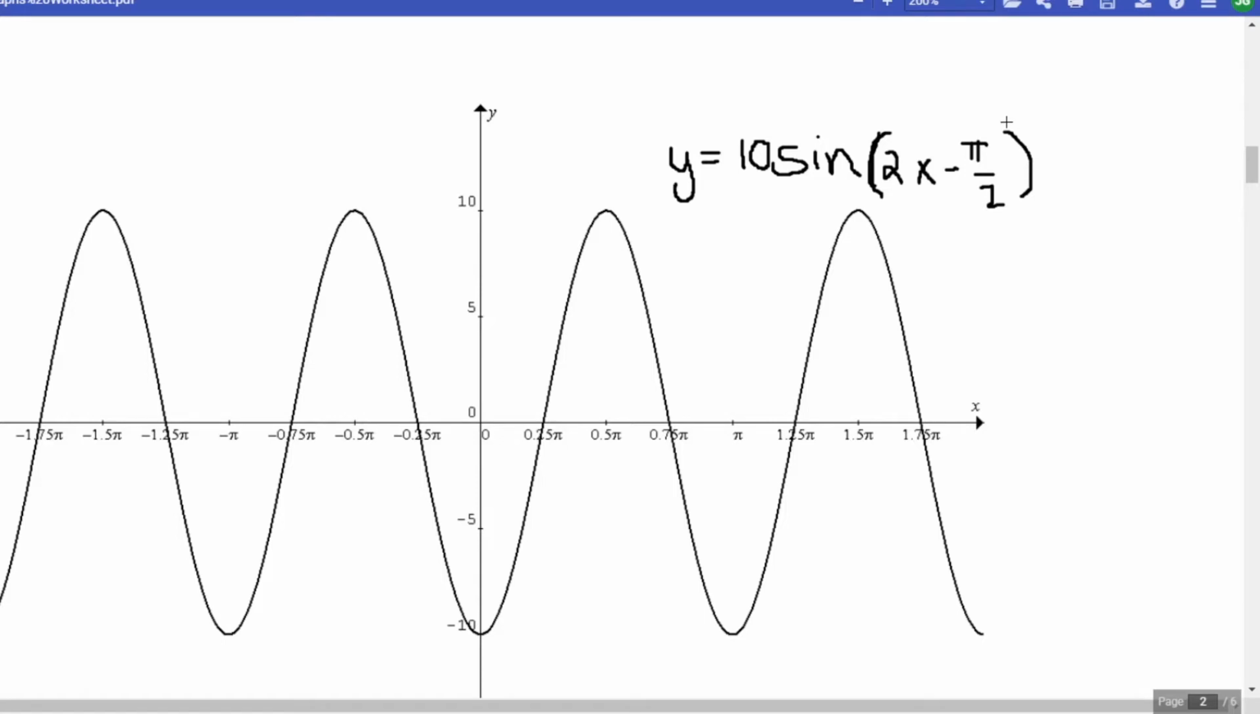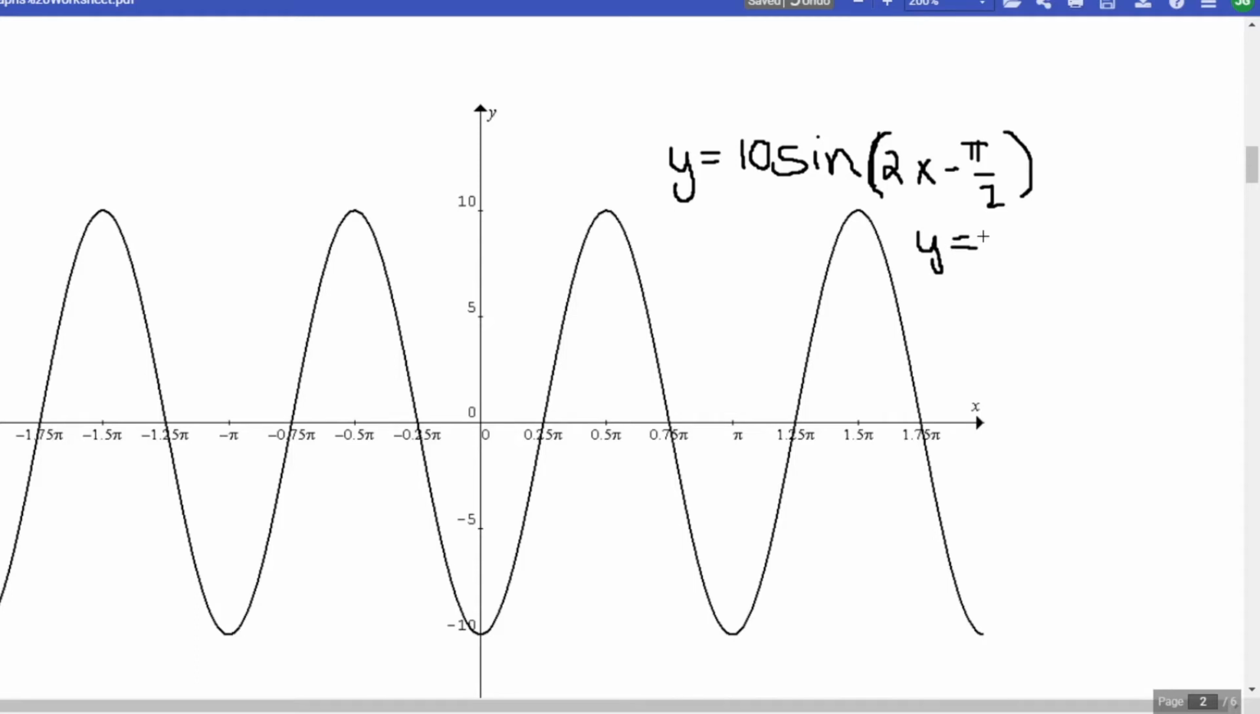So we're going to look right in here, and what we're going to do is we're going to factor out the coefficient of x. So in this case the 2, we're going to factor it out from the argument. We're going to factor it out from both. So we're going to divide both 2x and negative pi over 2 by 2, and we're going to take that 2 and put it in the front. So that's going to look like this.